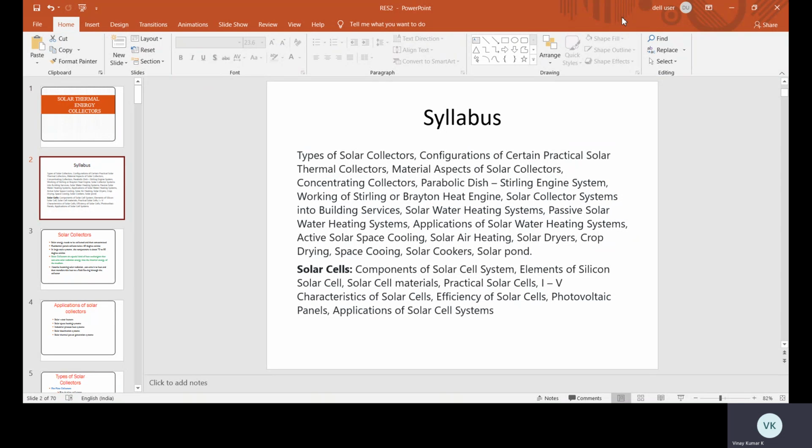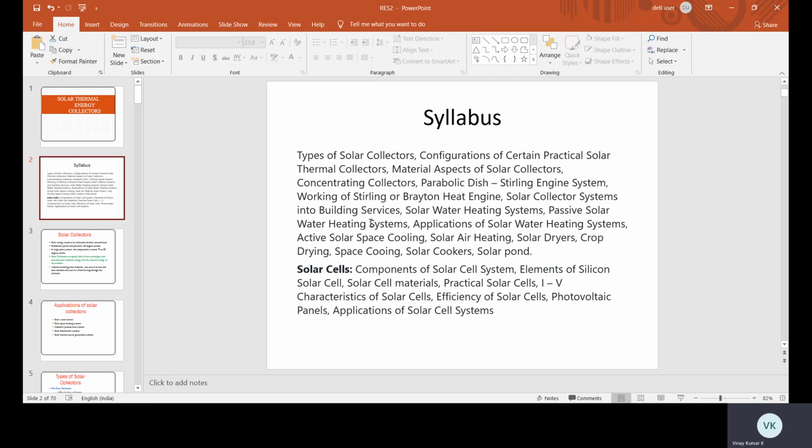Here mainly these are solar space cooling. From here onwards, these are the main applications of solar systems. How we are converting the heat energy into our applications. How we are converting the solar electromagnetic radiation energy into different applications, that we will have an introduction view on these topics. There are different topics, that is solar space cooling, solar air heating, solar dryers, crop drying, space cooling, solar cookers, and solar ponds.